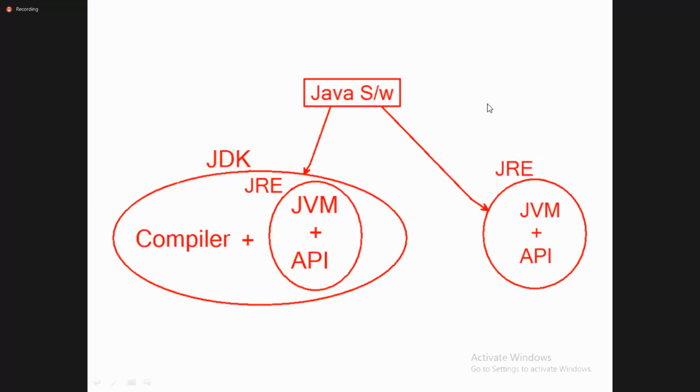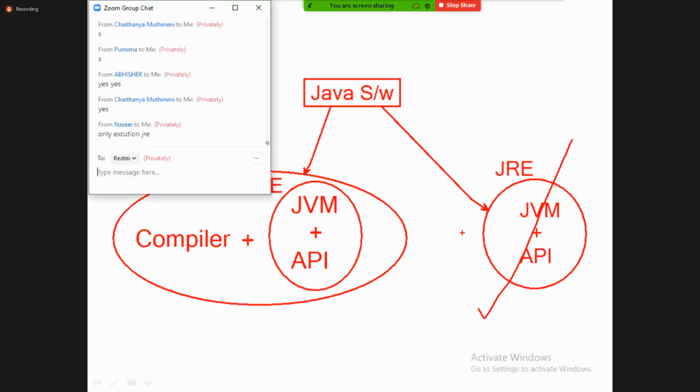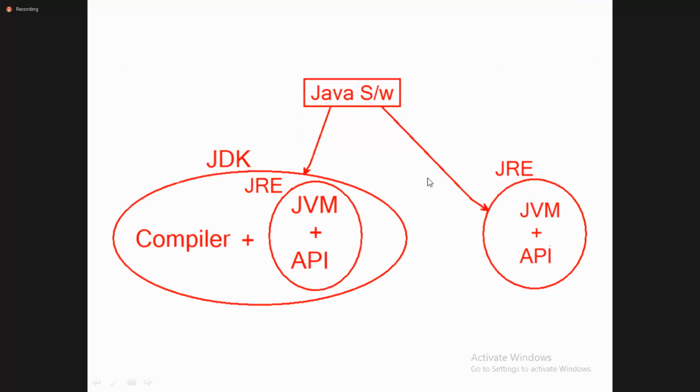Observe. From JDK 11 version onwards, we do not have separate JRE software. We have only one Java software, that is JDK. Either you are a developer or a customer or a tester, anybody, you have to install only JDK. The JRE story is not there, it is removed. From Java 11 version onwards, we have only JDK. Remember this point. I will explain that story once again later.